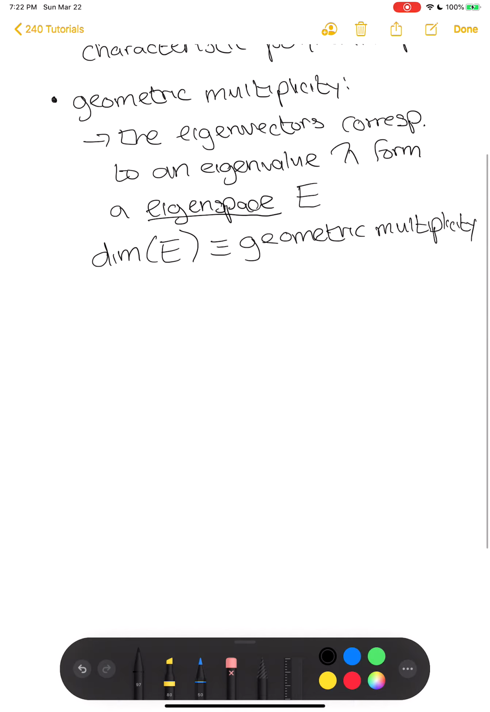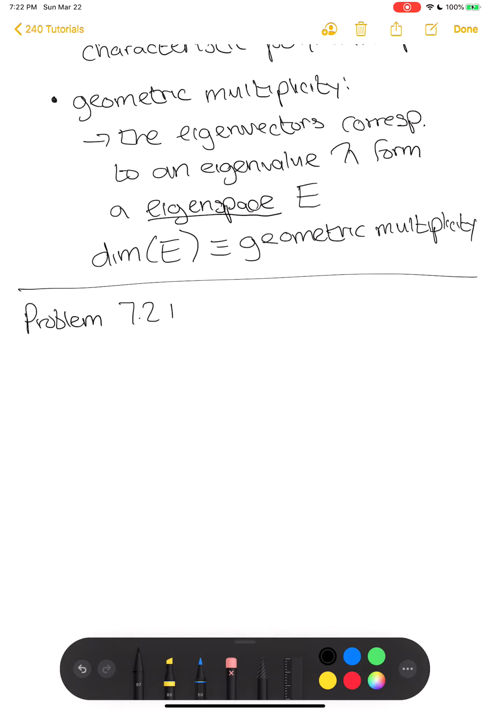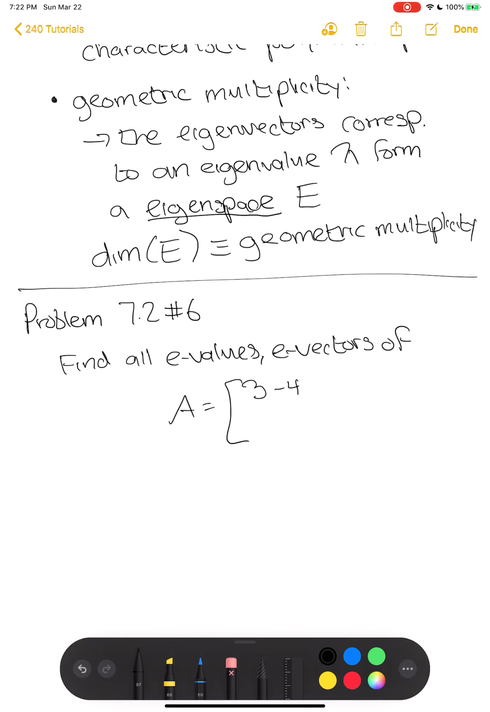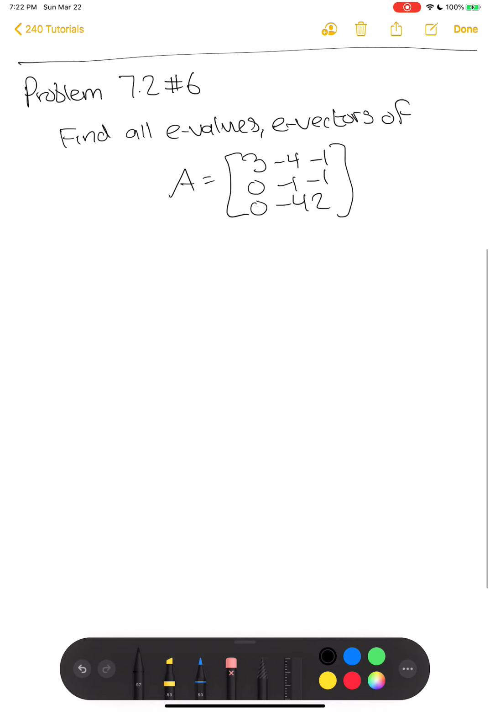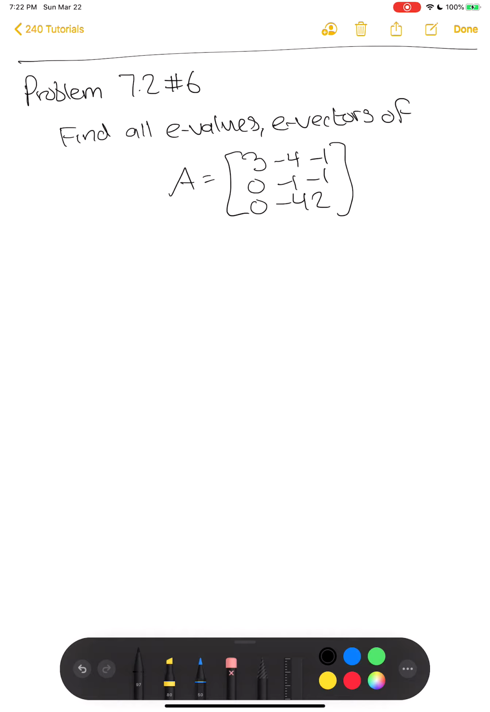So this is a problem in section 7.2, number 6. You're to find all eigenvalues and eigenvectors of, and then they give us A is equal to 3, -4, -1, 0, -1, -1, 0, -4, and 2. And it took me so long to find a problem that actually fit what I wanted to do. So this is hopefully going to be a pretty good problem.